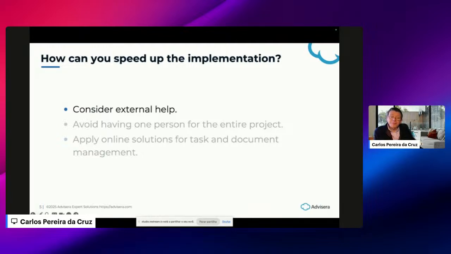So therefore, it's important to consider getting help from external sources, like what advisors offer, such as toolkits or online tools that aid in implementing the standard. Now, avoid having one person for the entire project. So forming a project team that can handle different aspects of the project is important.